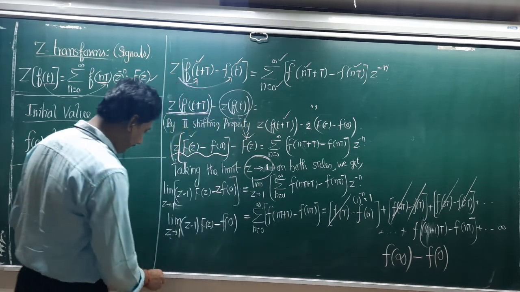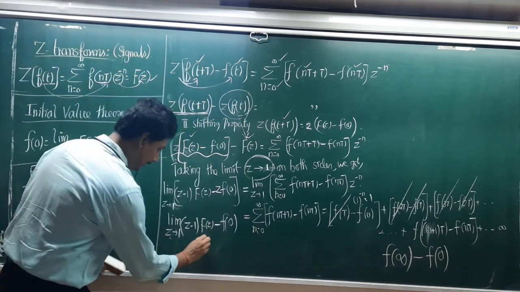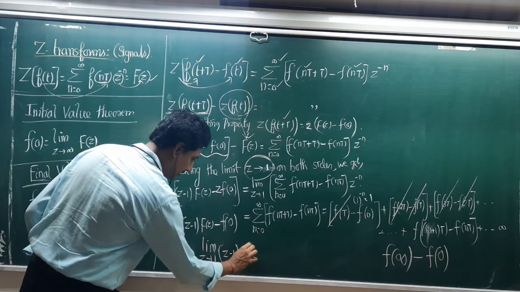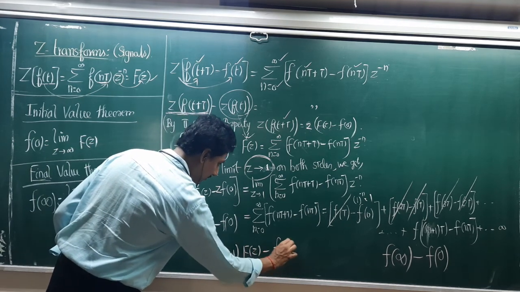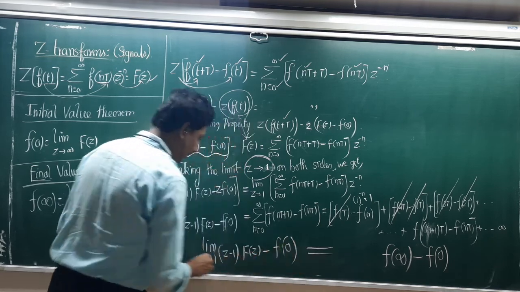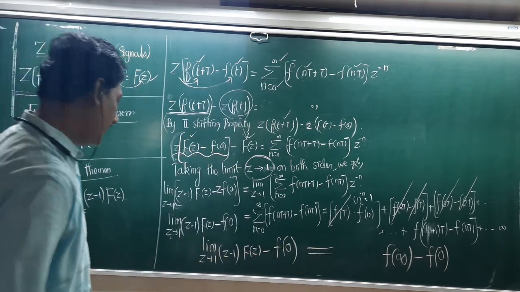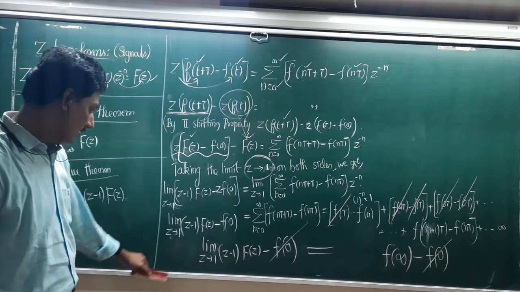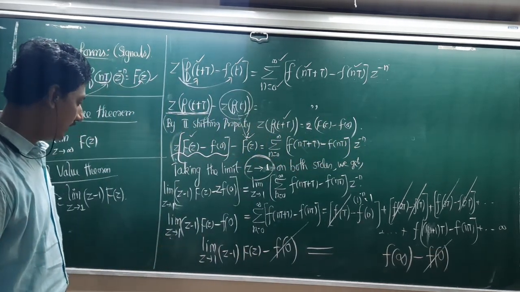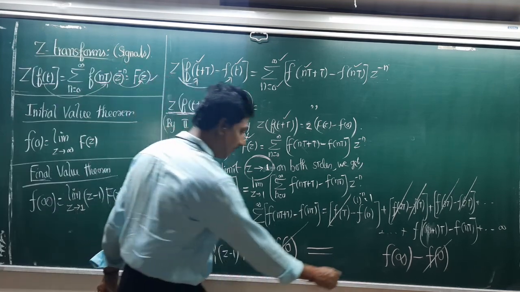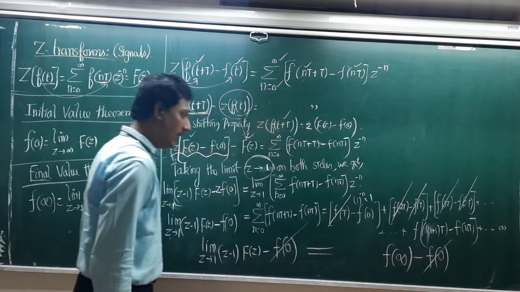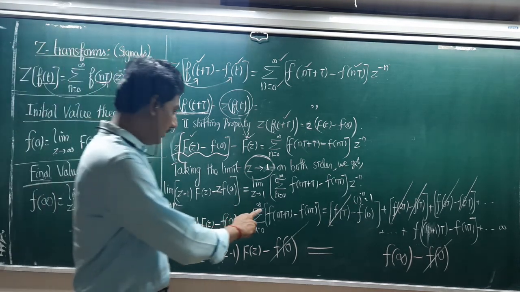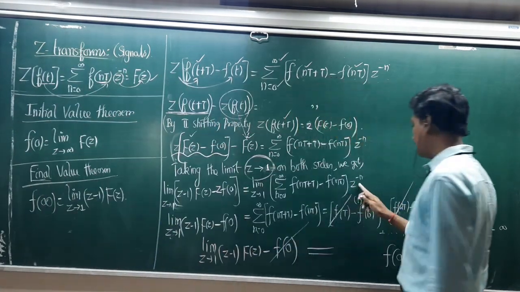On the left hand side, what happened? The left hand side is also limit z tends to 1 of (z minus 1) into f of z, no problem, minus f of 0. So by equating both sides, what do we get? f of 0 will cancel. The rest is limit z tends to 1 of (z minus 1) f of z equal to f of infinity. That is nothing but the final value theorem.